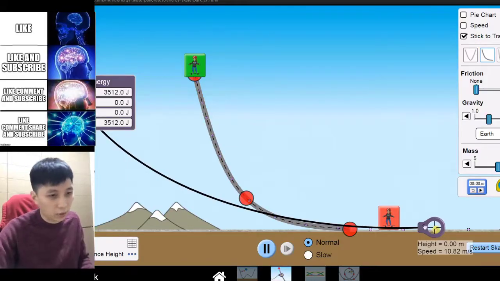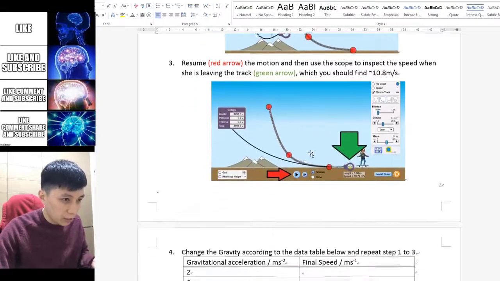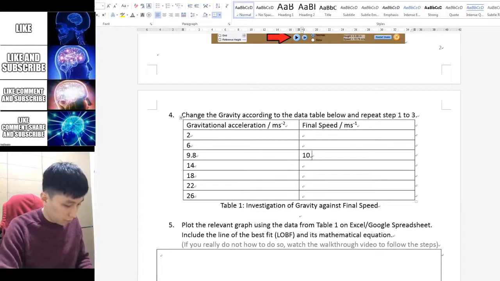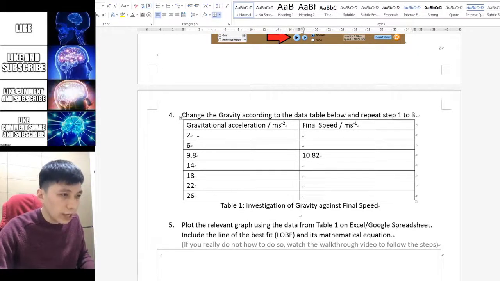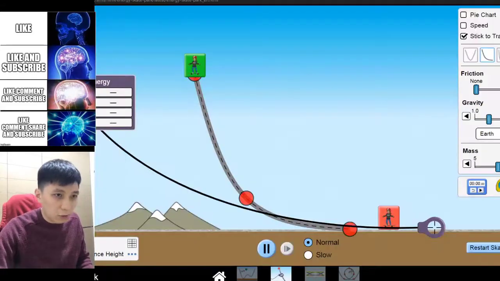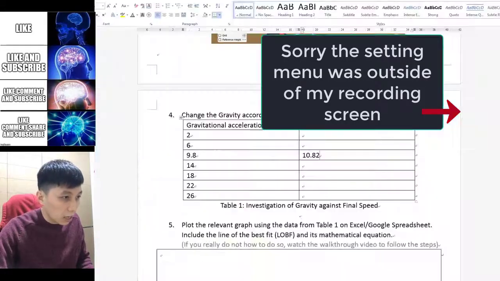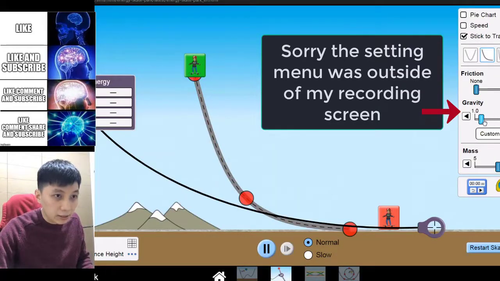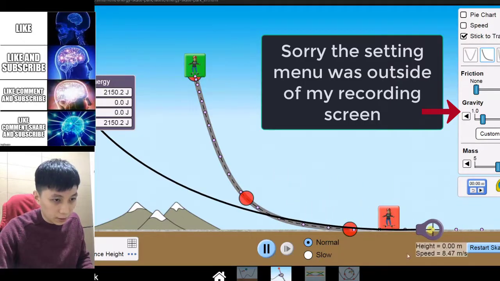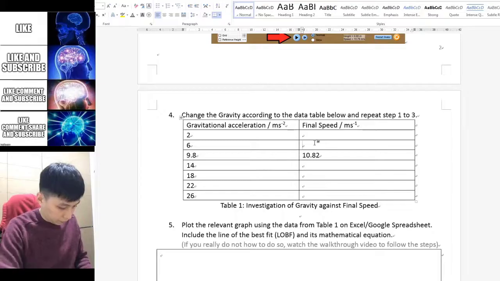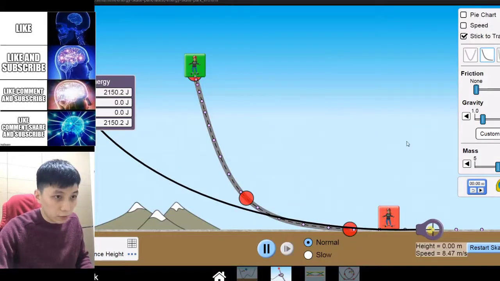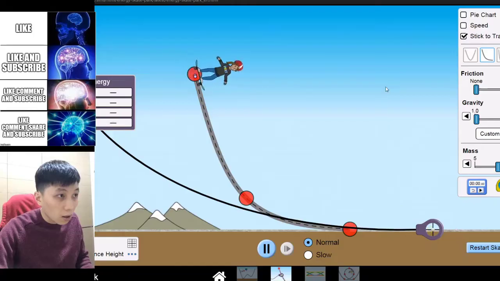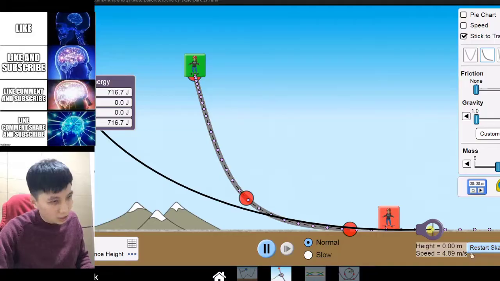So here I got 10.82, which is something you can fill in right here. So 10.82, and then we'll have to change the gravitational acceleration. That means the gravity in the simulation. So the next one, let's go back to 6. Okay, and then we'll do the same thing again. And that's 8.47. And then we'll go for 2. And just try again. And you can also witness that it takes longer time. Okay, so 4.89.